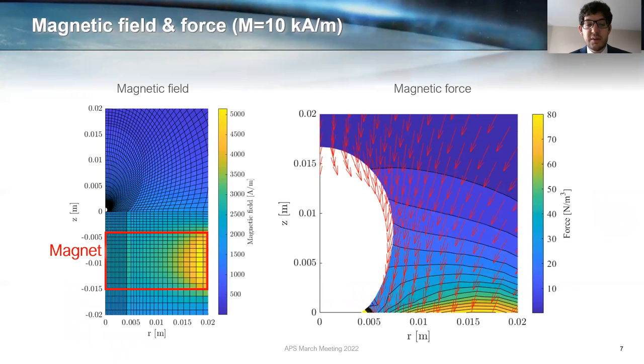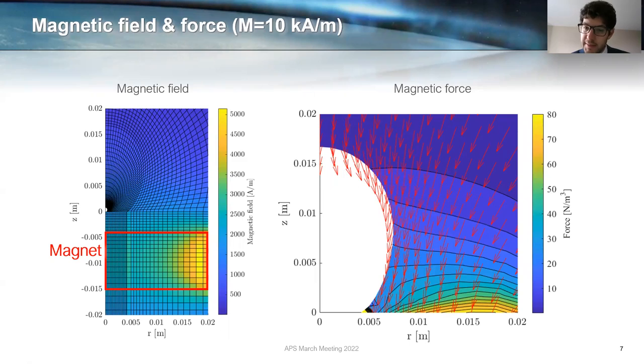In terms of results, what we find is something like this. Here we are simulating this kind of magnet. It is a 2 centimeter radius, 1 centimeter height, neodymium magnet that we magnetize at different levels. In this case, a very small 10 kiloamperes per meter. You can see here the magnetic fields that look okay for this kind of system. And at the right, you will see the magnetic force.